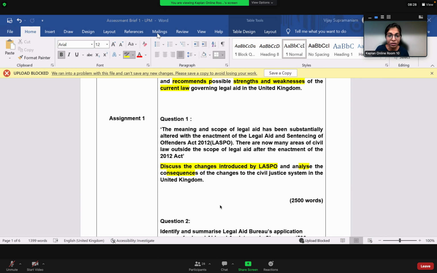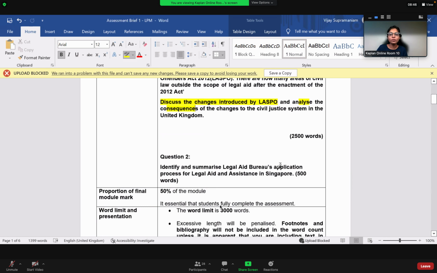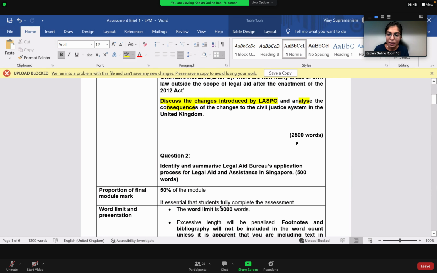So make sure you do not rely on Google. You have to go and search on online legal libraries, published journals, published articles. Okay? And then that's 2,500. Then what is the remaining 500? Because your learning outcome deals with the UK system and the Singapore system, all right?